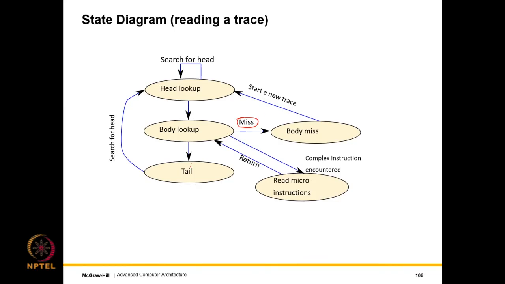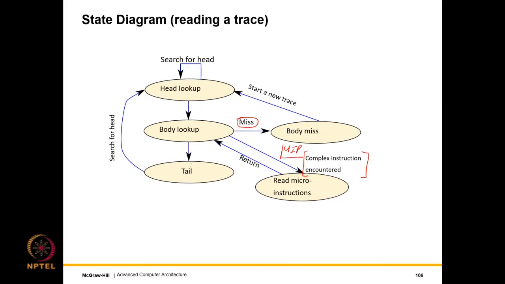Another exception is possible at the body lookup state, which is if we reach a complex instruction, which is something where we will not decode it, but we will rather read the microcode from a microcode table. So in that case, we read the micro instructions and then we return. We come back to the body lookup state. So this is where the micro IP pointer is useful.